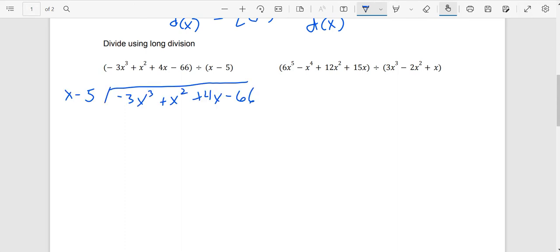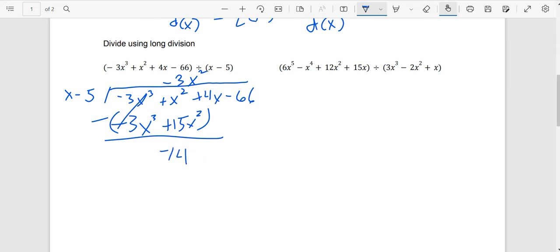So we set it up, and then what times x gets you negative 3x cubed? It will be negative 3x squared. So multiply that out. Negative 3x squared times negative 5 will get you 15x squared. Subtract. Bye-bye. Then you get negative 14x squared. Or put parentheses around and subtract. Okay? That's the easiest way to go about it.